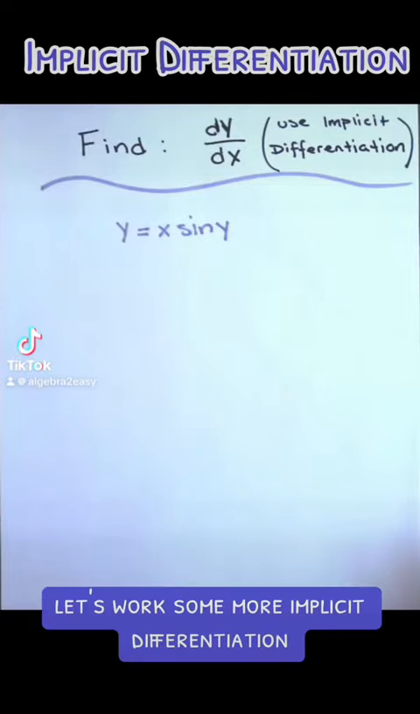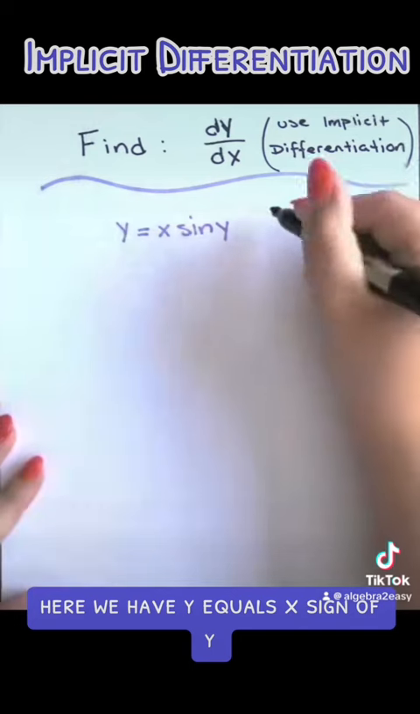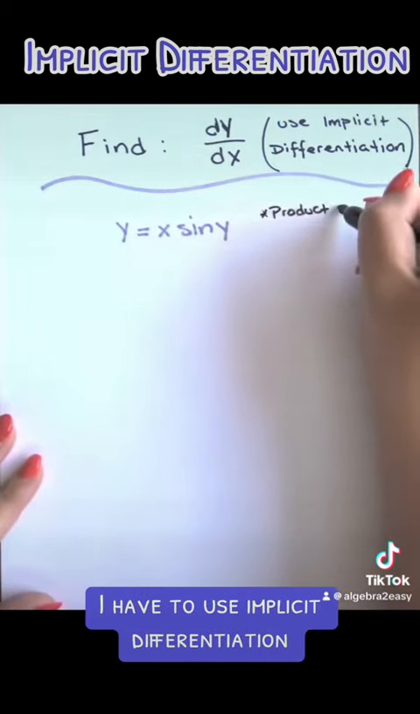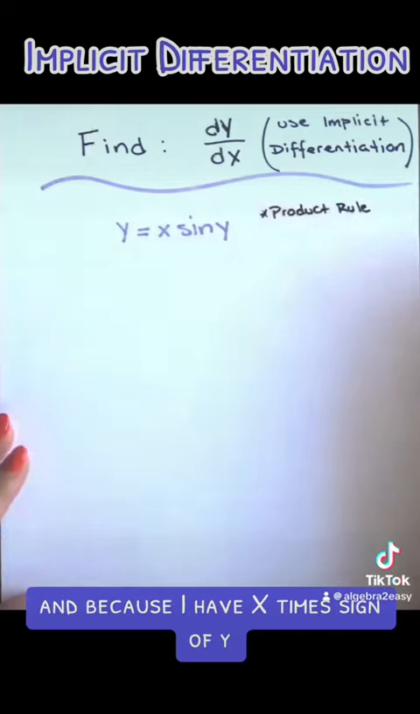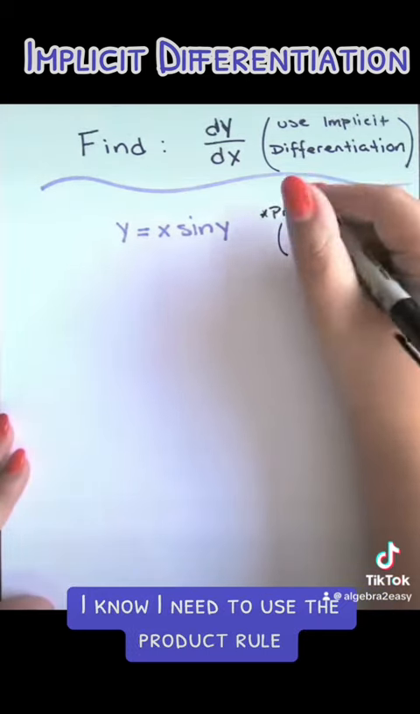Let's work some more implicit differentiation. Here we have y equals x sine of y. Now, because I have y on both sides of the equation, I have to use implicit differentiation. And because I have x times sine of y, I know I need to use the product rule.